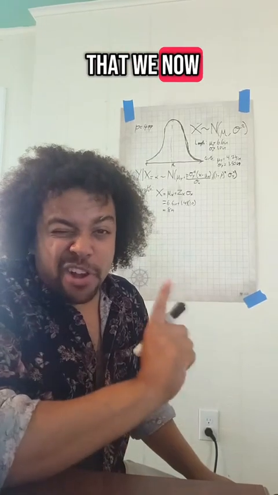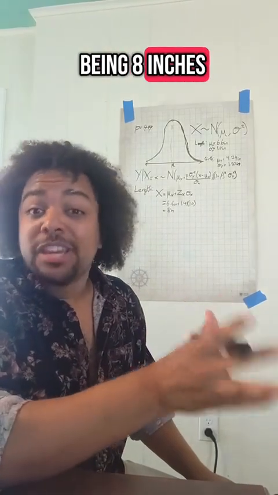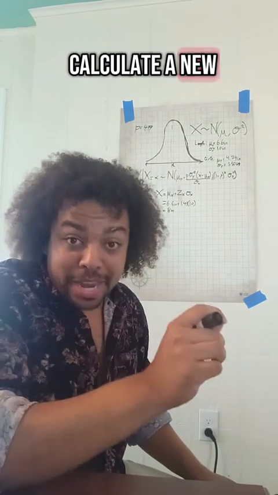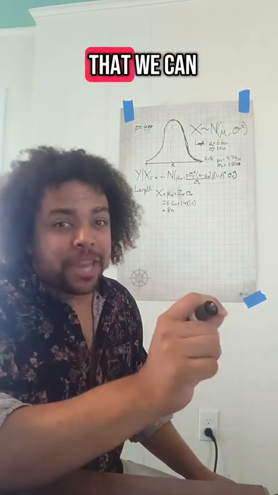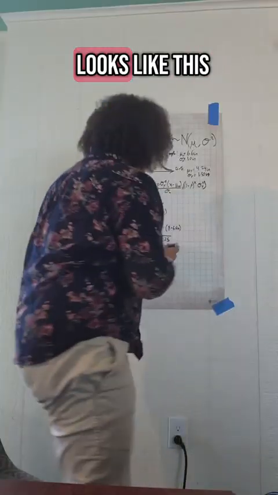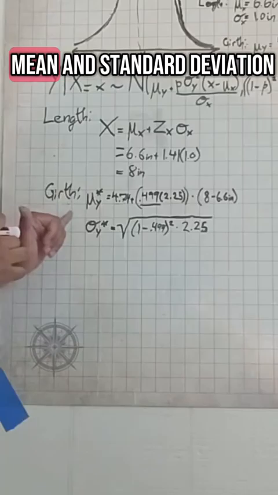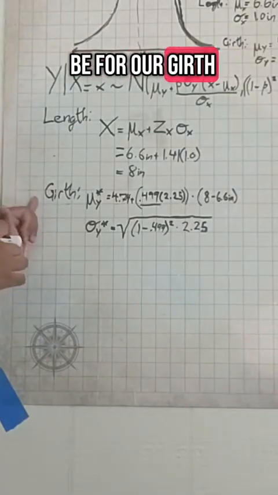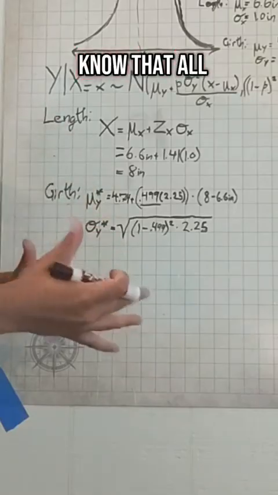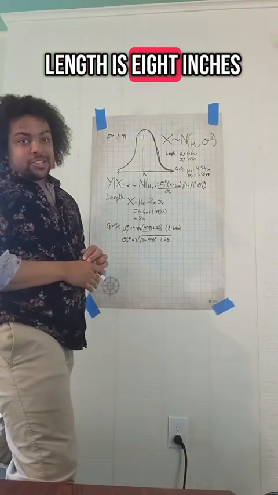Given the fact that we now know our length being 8 inches, we can now calculate a new mean and standard deviation that we can use for our girth. Looks like this. So, this is capturing what our new mean and standard deviation is going to be for our girth, given that the fact that we know that our length is 8 inches.